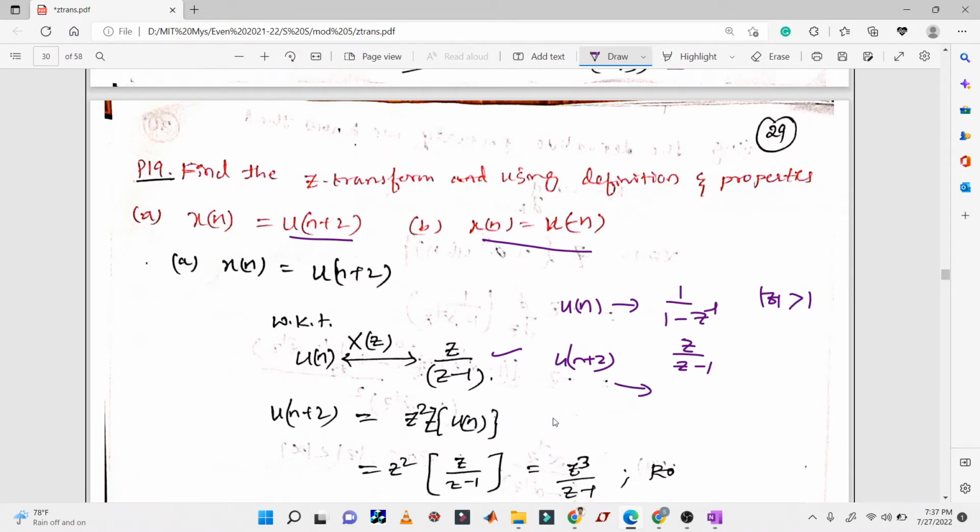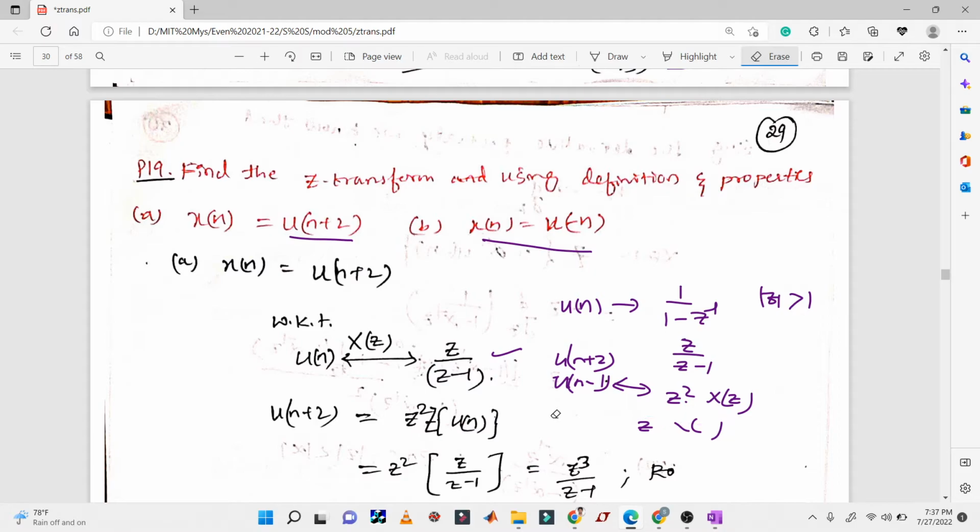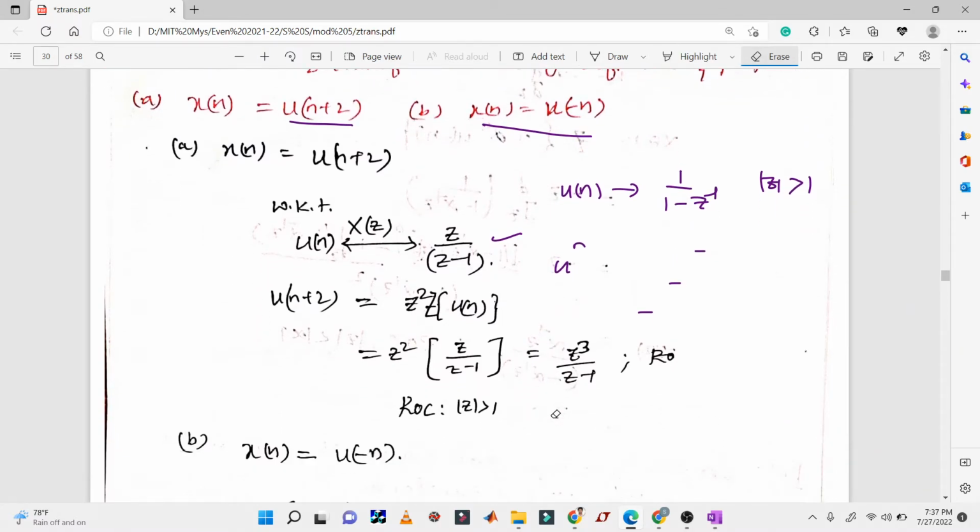So the z transform of this is z square into x of z. If it were u of n minus 1, it would have been z to the power minus 1 into x of z. Okay, so it is n plus 2, so directly you can write z square x of z. It is a very simple problem, so you can solve it, and the answer is z cube divided by z minus 1, and ROC is z greater than 1.